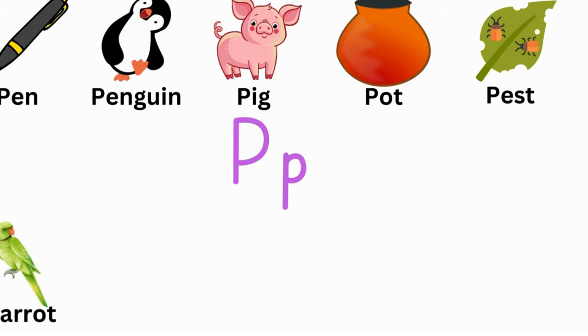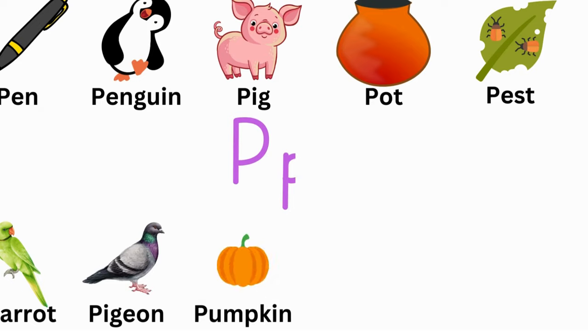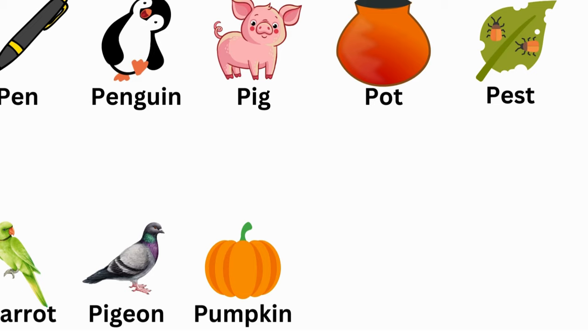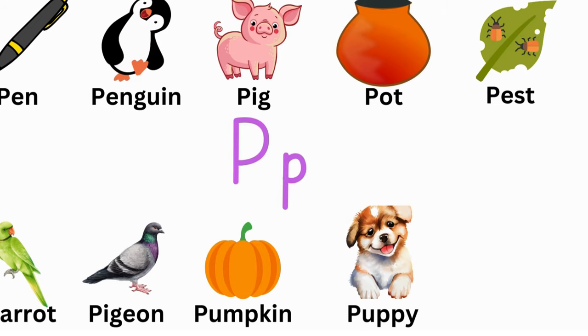P for carrot. P for pigeon. P for pumpkin. P for puppy. P for palm.